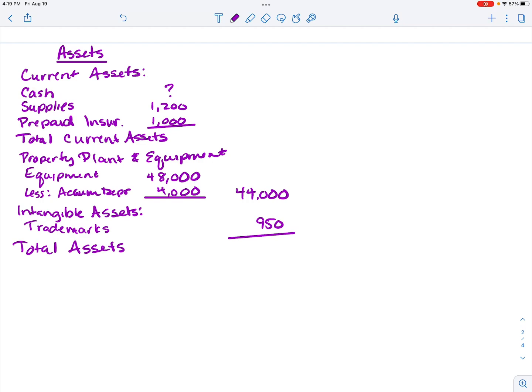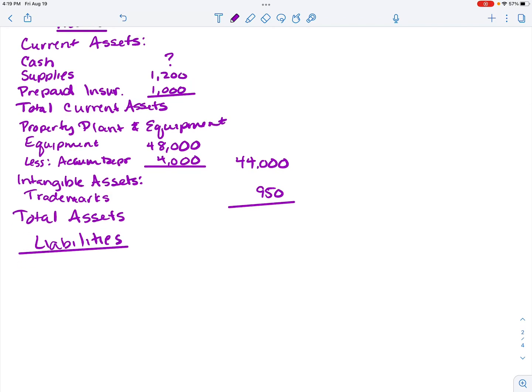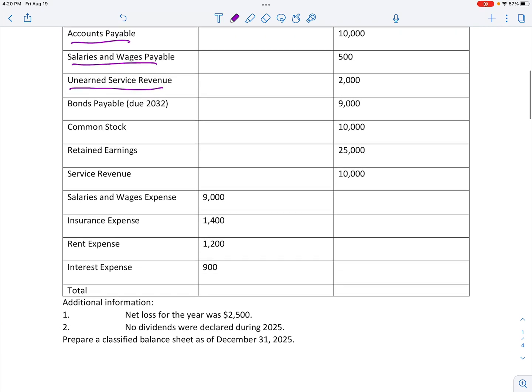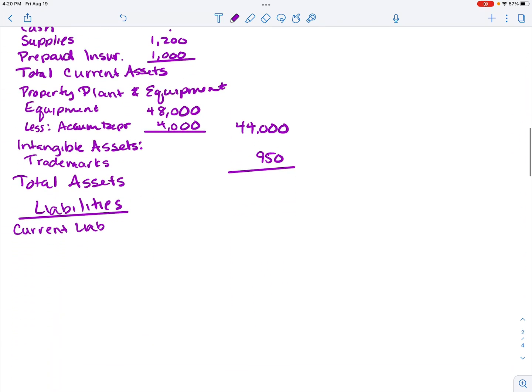Right. Now we're going to start and list out our liabilities. In our liabilities, because that's a classified balance sheet, again, we're going to separate out those current liabilities and the long-term liabilities. Our current liabilities, if I look through that list, again, typically they go in order. I have my accounts payable, salaries and wage payable, and my unearned service revenue. So I'll go ahead and list those out.